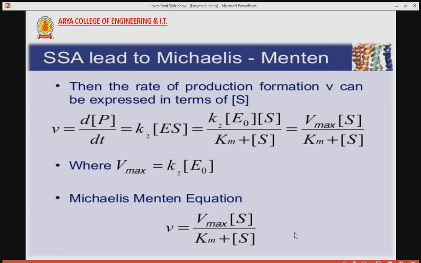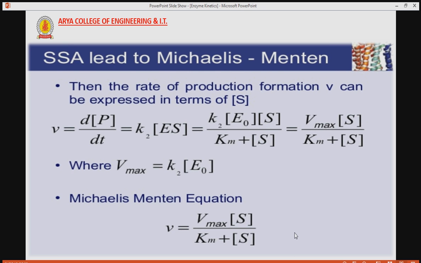Again using the same concept as the rate of product formation can be expressed in the term of S, we can write V equals time rate of change of product is equal to K2 into ES, or K2 E naught into S upon Km plus S, where K2 E naught is equal to V max. So the final equation we get is rate of reaction V is equal to V max into S upon Km plus S.